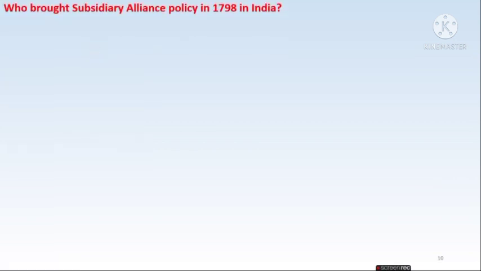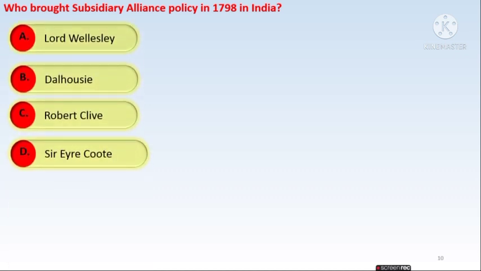The next question is, who brought the subsidiary alliance policy in 1798 in India? Guess what is the answer? Whether it is Lord Wellesley, Dalhousie, Robert Clive, or Sir Eyre Coote. Yes, Lord Wellesley is the right answer.